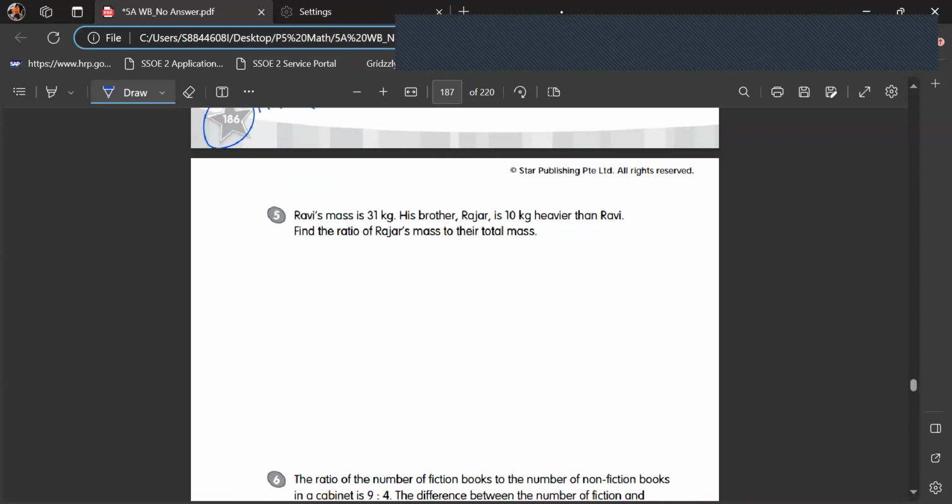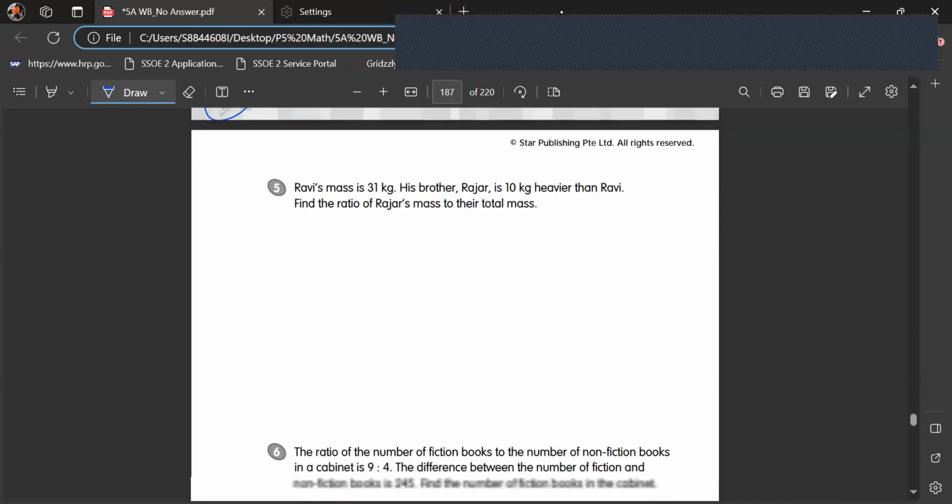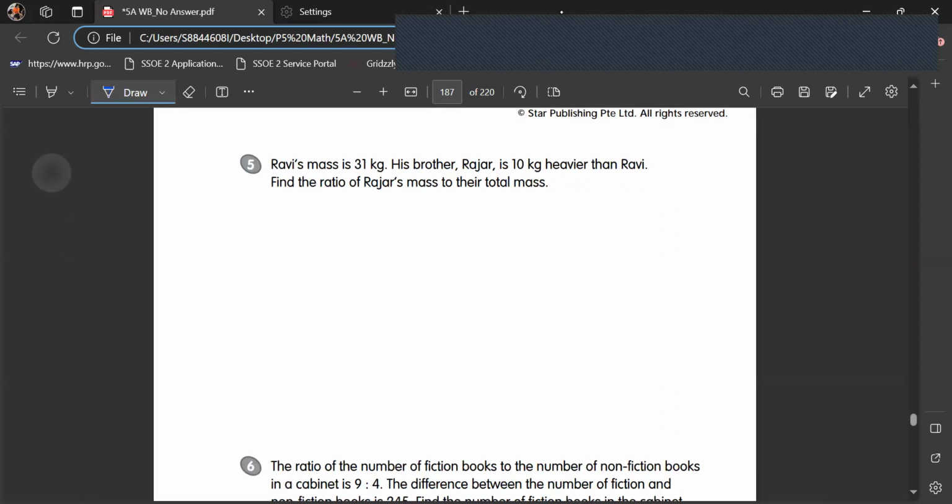Okay, so on page 187, question number 5, you realize that in this question, if it appears in the exam, you might be stunned for a moment because there's no ratio that's mentioned. It's a relationship. Then the next question asks you for ratio.